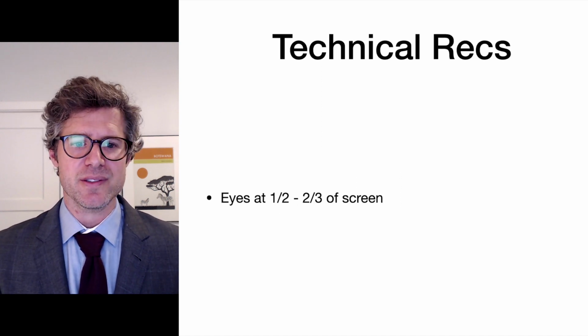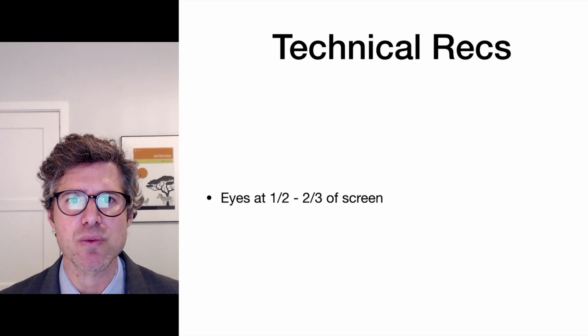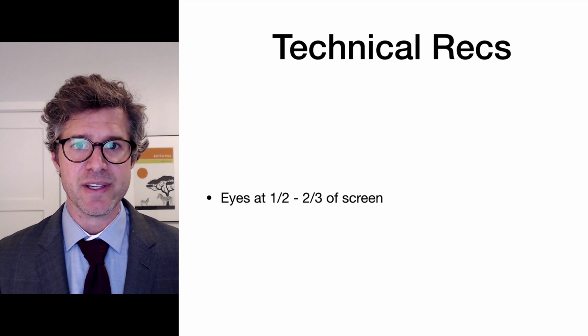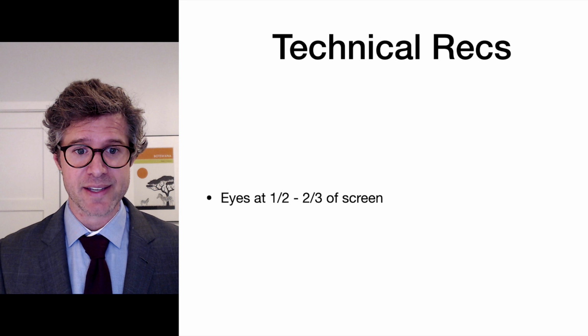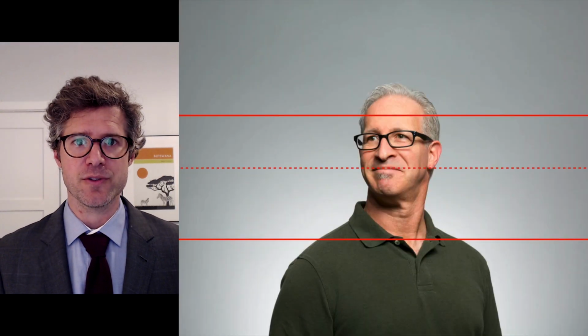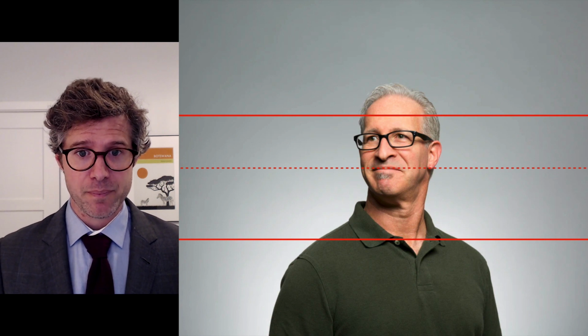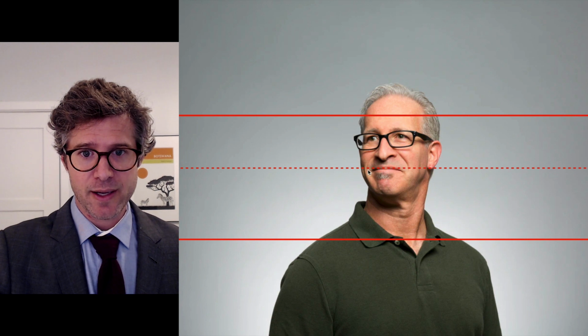Technical recommendations. This one's interesting, and I see a lot of people violating this. Most people online have their heads right down at the bottom of the screen, and if you watch professionally produced TV, that's not the way things work. So what you want to do is have your eyes between the 1/2 and 2/3 mark of the screen. So here we go. All right, so this guy's eyes are between, let's pull up my cursor. There we go. This is the halfway line. This is the 2/3 line. And this is the 1/3 line. Far too many people have their eyes down here.